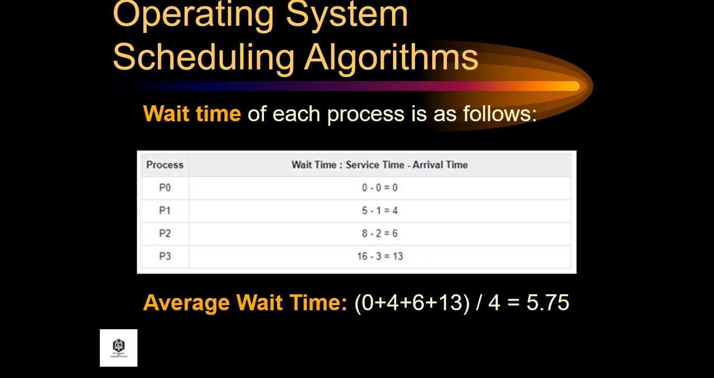Wait time of each process is as follows. In process 0, there is the service time 0 minus the arrival time 0. Then P1, service time 5 minus arrival time 1. P2, service time 8 minus arrival time 2. And P3, service time 16 minus arrival time 3. So the average wait time is 0 plus 4 plus 6 plus 13 divided by 4, which equals 5.75.